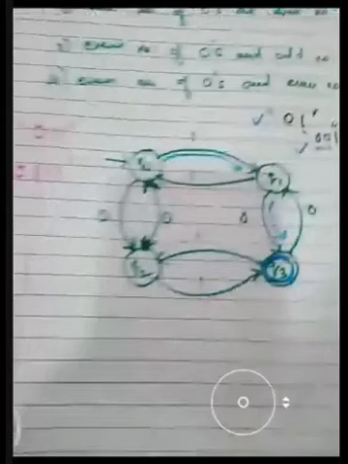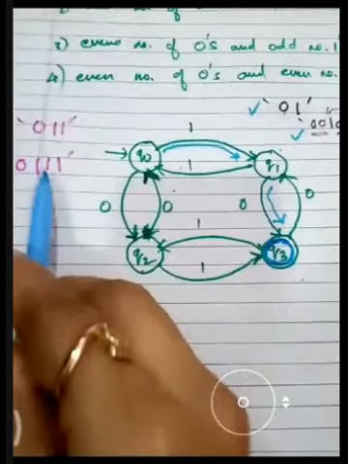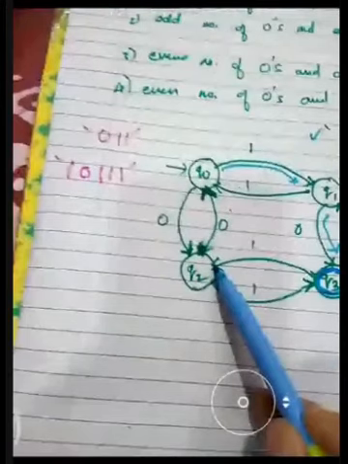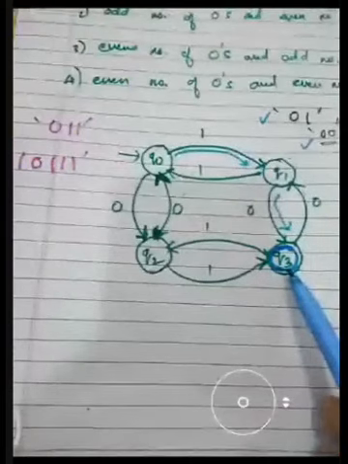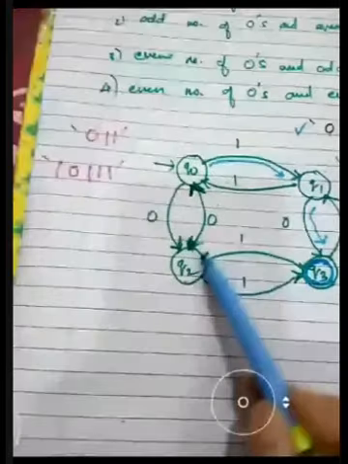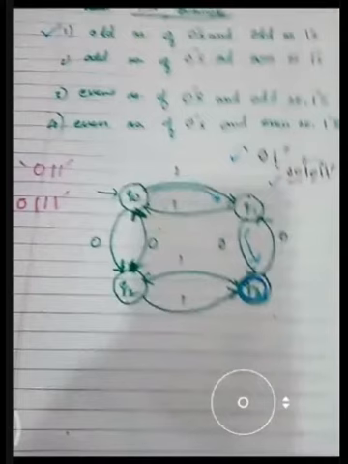For the second case, 1 0 1 1. Here with 1 I'm moving here, then with 0 I'm moving to Q3, then with 1 I'm moving here to Q2, with 1 again I'm moving to Q3, and then with the last one I'm again moving to Q2. So in the second case, that is the second example, which state will be the final state? The Q2 state will be the final state.